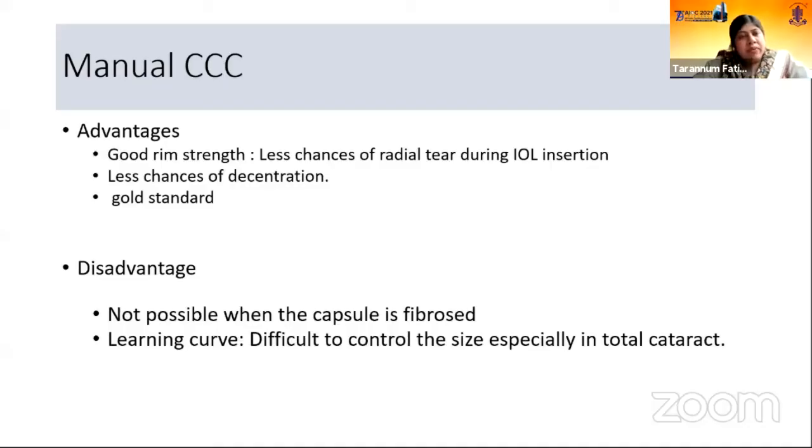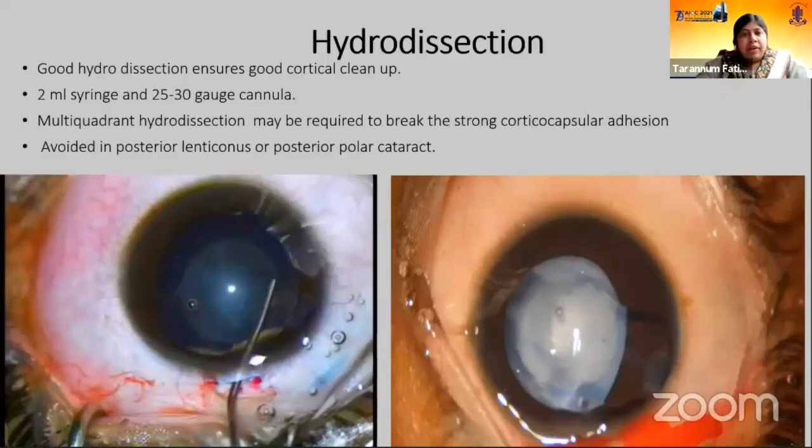The advantages of using a manual rhexis are good tear strength, lesser chances of radial tear during IOL insertion, and lesser chances of decentration, and it is considered the gold standard. The disadvantage is it is not possible when the capsule is fibrosed, and there is a learning curve.